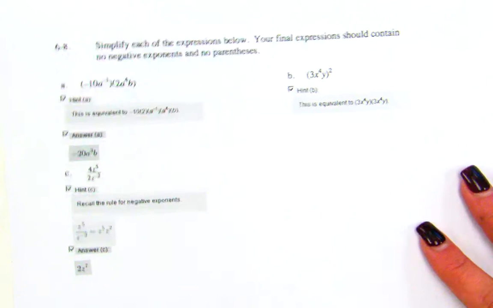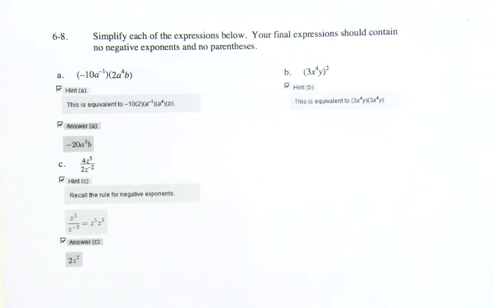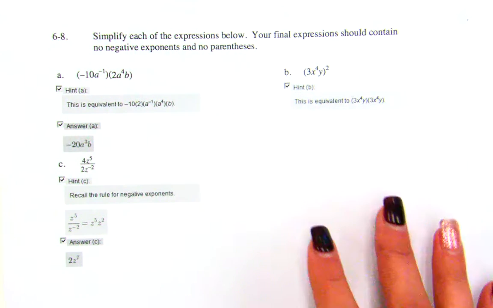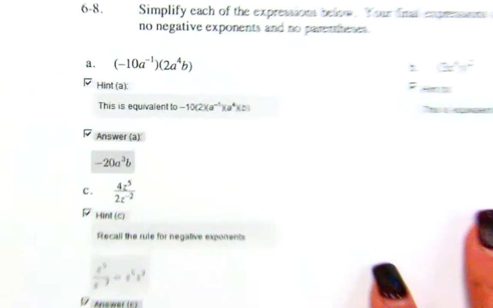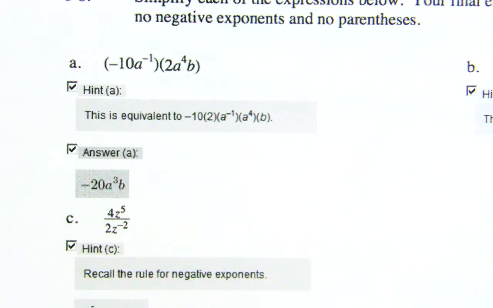Okay, so for number 8 in chapter 6, we have, simplify each of the expressions below. Your final expressions should contain no negative exponents and no parentheses. So I pulled up what the hints and the answers were first, so I can take a look at it, and then I thought to myself, well, the first one seems to be okay.